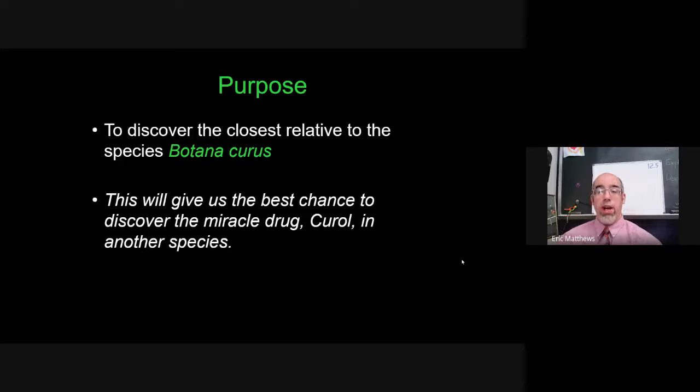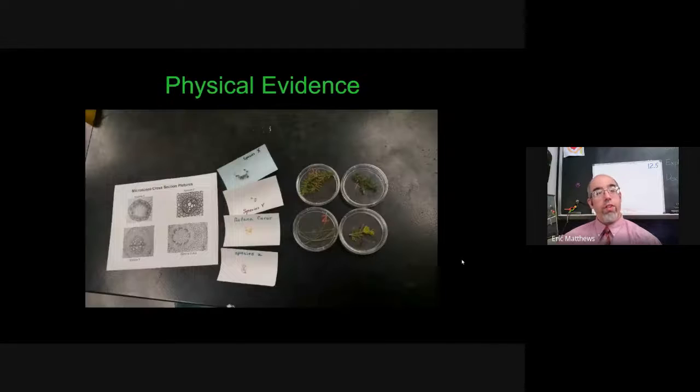We are trying to find the closest relative to this fictional plant of Botanicurus that gives us the best chance of getting the medicine from it as well. The physical evidence is today, and what we're going to be doing is comparing the samples of Botanicurus, its plant, leaf, and stem, the seeds, and the cross-section of the stem, in order to see which one of these other related species, X, Y, or Z, is the most likely closest relative.